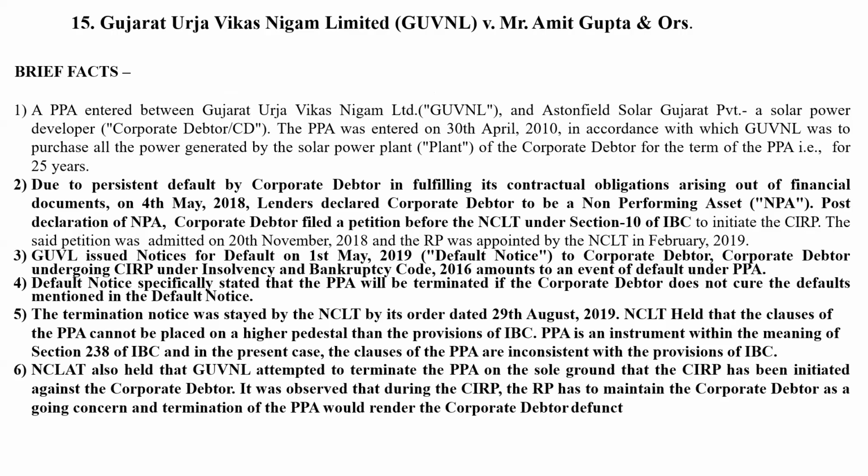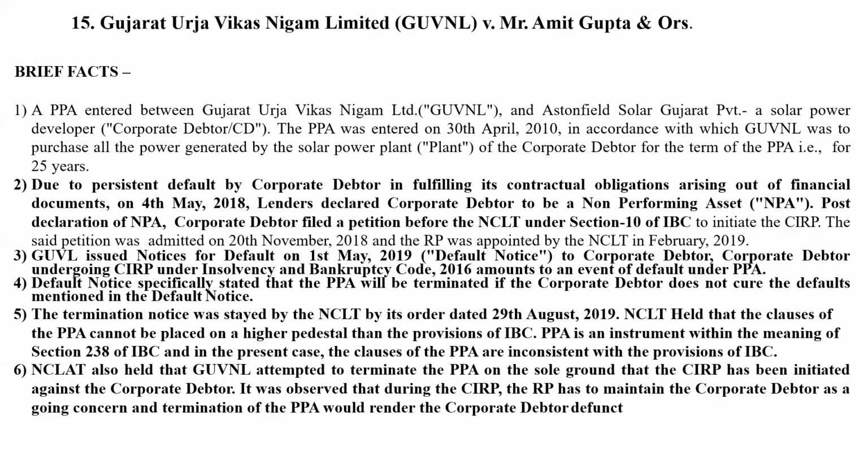Brief facts. A PPA, power purchase agreement, was entered into between Gujarat Urja Vikas Nigam Limited and Aston Field Solar Gujarat Private Limited, probably a solar power developer, the corporate debtor. The PPA was entered on 30th April 2010, according to which GUVNL was to purchase all the power generated by the solar power plant of the CD for the term of the PPA, that is for 25 years.